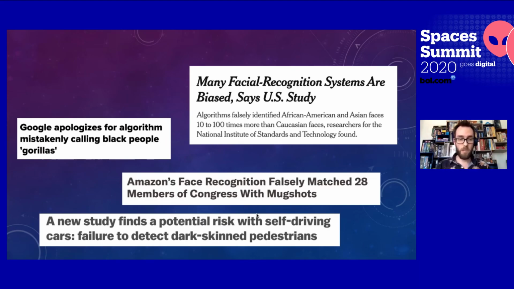And the final one that I have on here is also a bit scary, basically saying that self-driving cars are less able to identify darker-skinned people as pedestrians. So that could actually lead to accidents further down the road, quite literally.